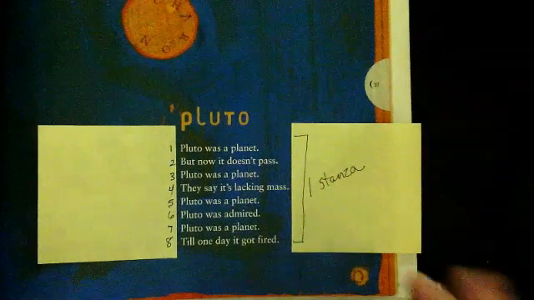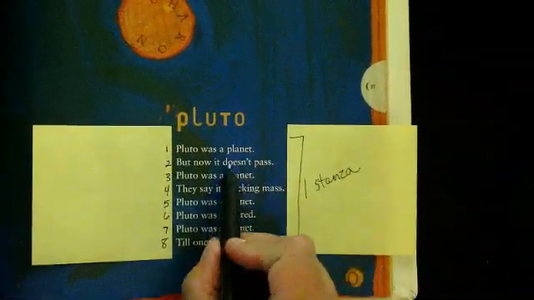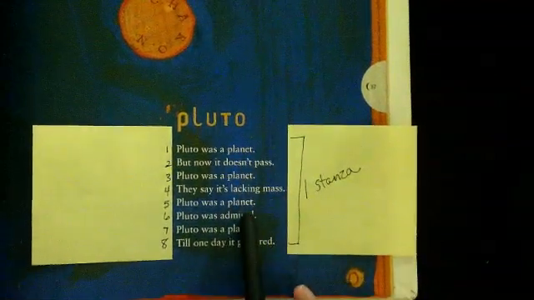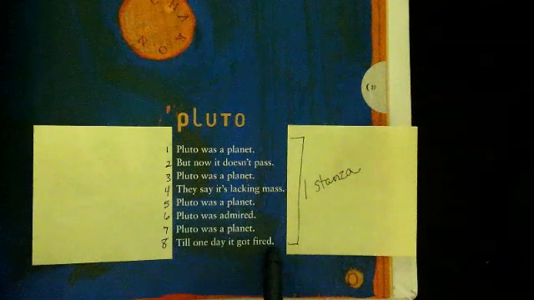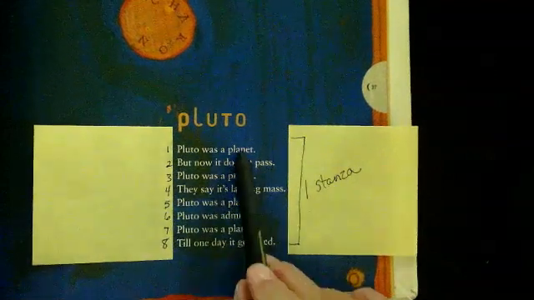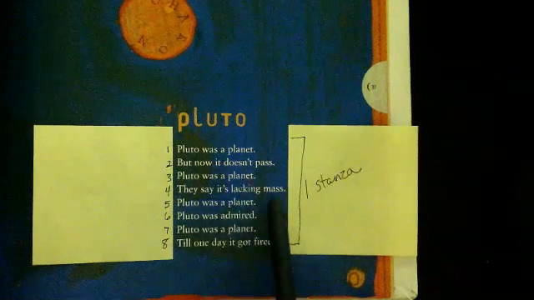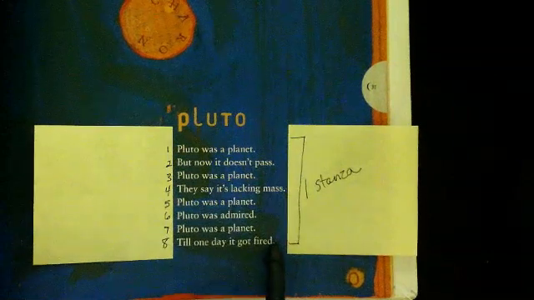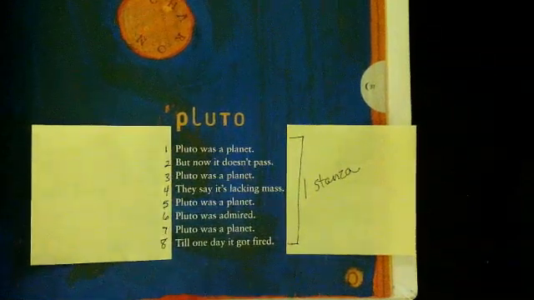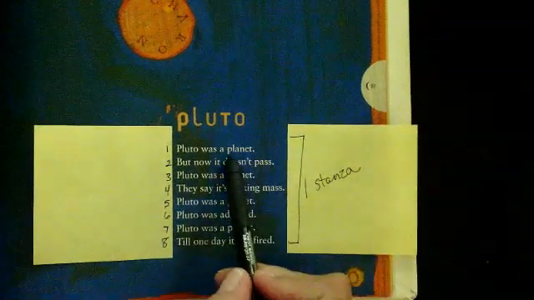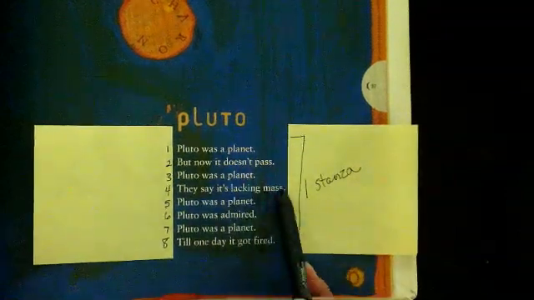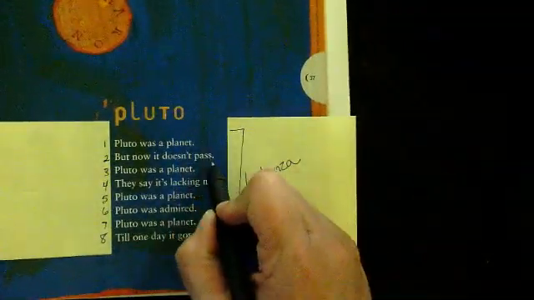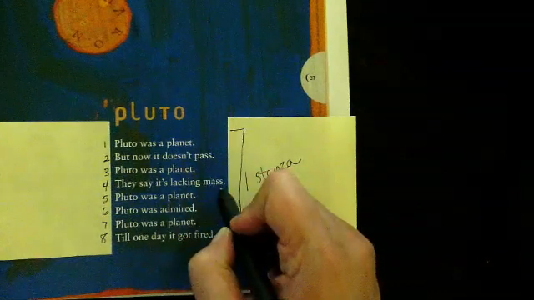When we're looking at rhyming words in a poem, we're always going to look at the last word in each line. The last word in each line is where we find rhyme scheme. So let's look at these words. Planet, pass, planet, mass, planet, admired, planet, fired. We need to figure out if there's rhyming words in this poem. We're only looking at the last word in each line. So, my words are planet, pass, planet, mass.